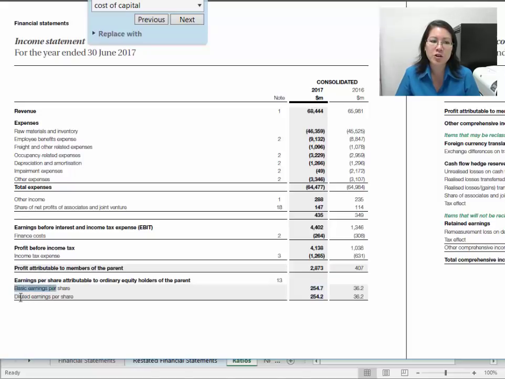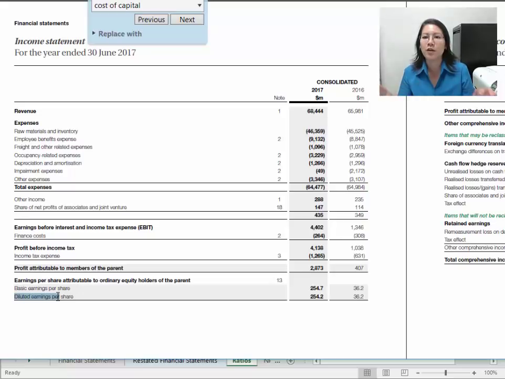Difference between basic and diluted earnings per share. I have this question every year. So basic earnings per share is what we've just calculated. So it's profit divided by all of the shares that are currently on issue. So that's the numbers that we've got. Diluted earnings per share is profit divided by all of the shares on issue plus all of the shares that could be on issue.